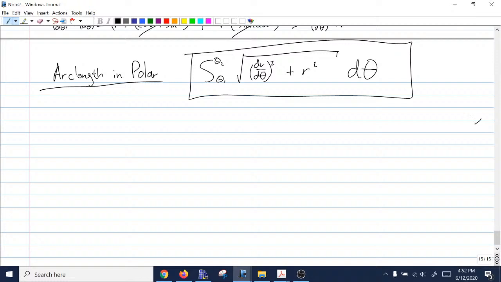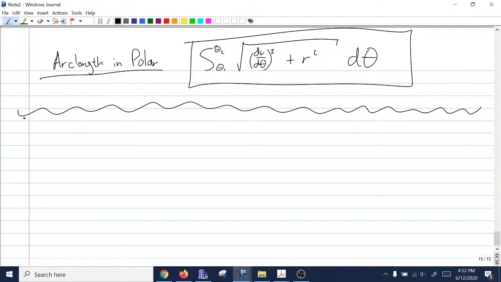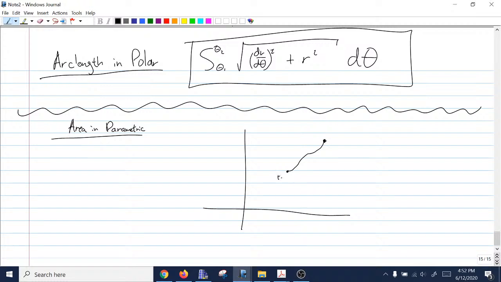The way we did area in parametric curves... Ooh, I have a picture I want to show you. I thought of this in bed last night. It's a really good one. When you do area in parametric, you usually have two options. Let's pick a simple example where my x-coordinate is positive and increasing and my y-coordinate is positive and increasing.